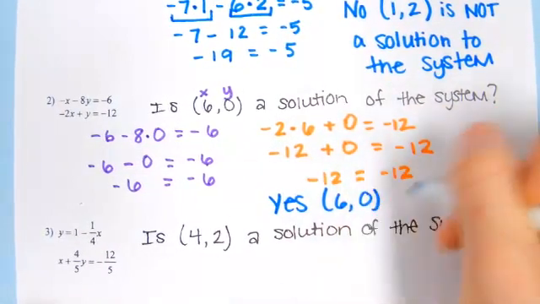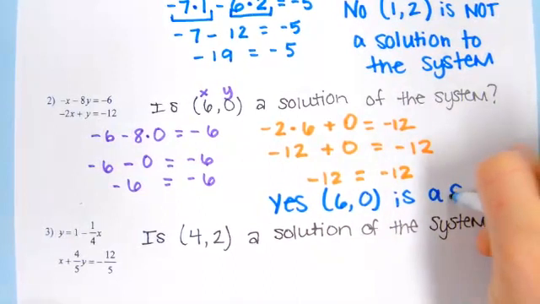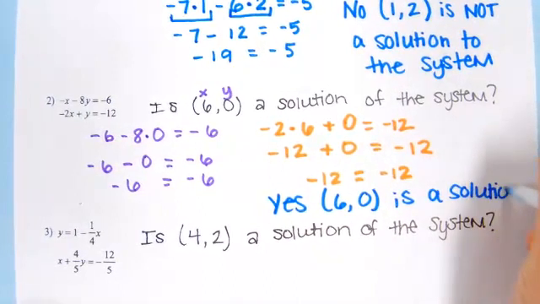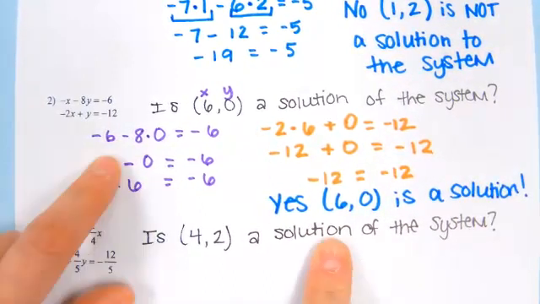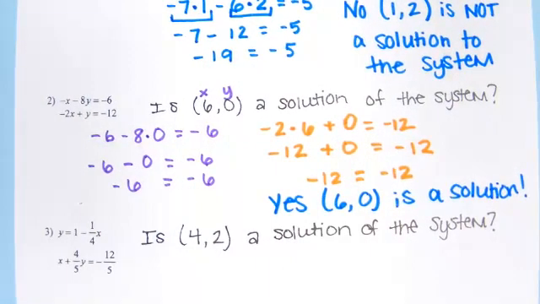That is where those would cross. So we know without even graphing this, right, by substituting those in, that these two equations, if we did graph them, would cross at 6,0.